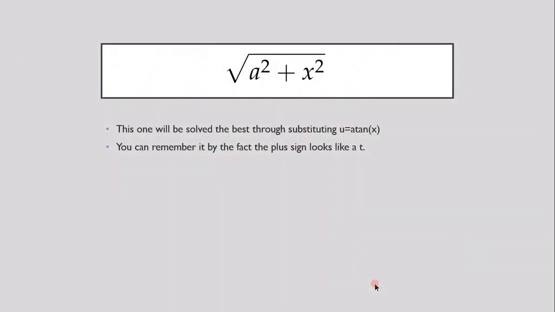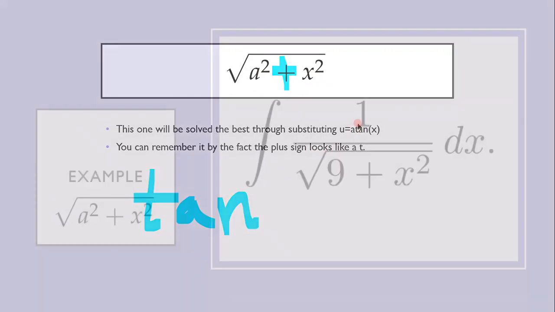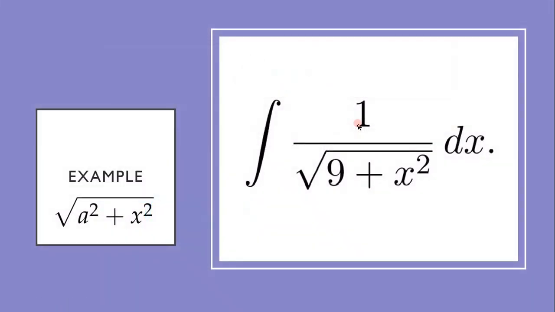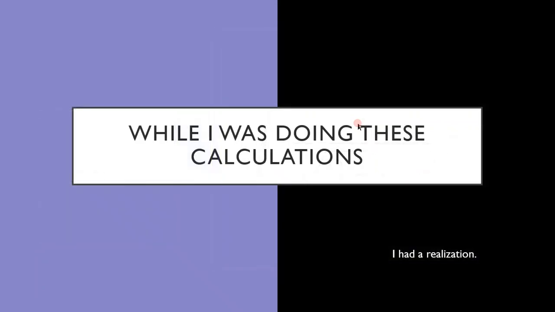So, the next one. Any integral involving this radical will be solved the fastest through substituting u equals a tan of x. You can remember it by the fact the plus sign looks like a t. So if you're in a test or an exam, you know that a squared plus x squared, we'll just use this substitution. So let's do an example. How better else to understand things unless you have an example?